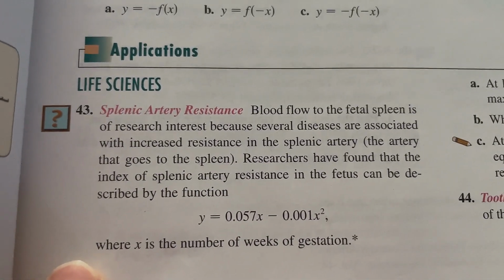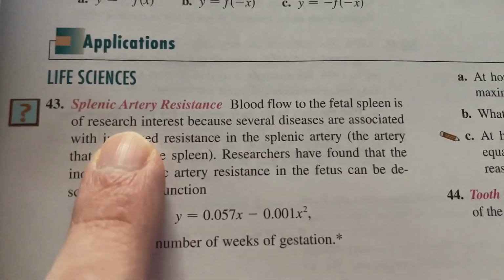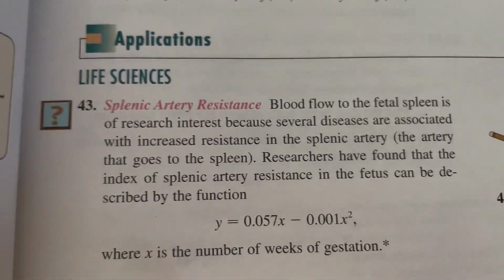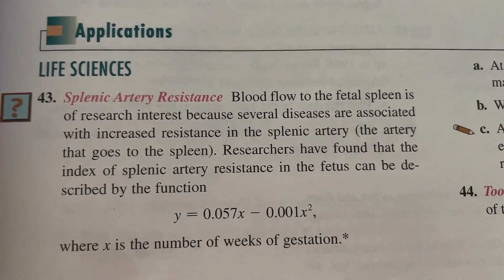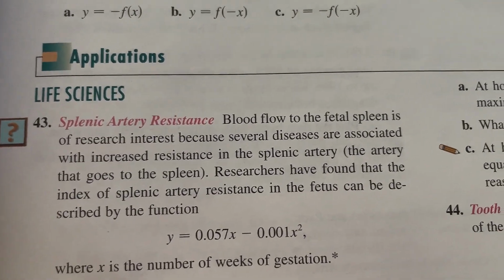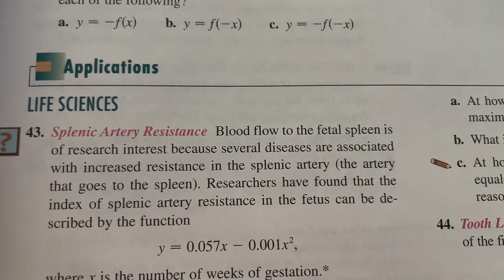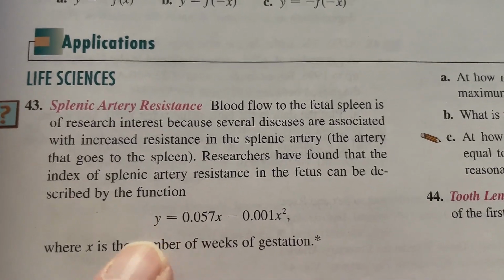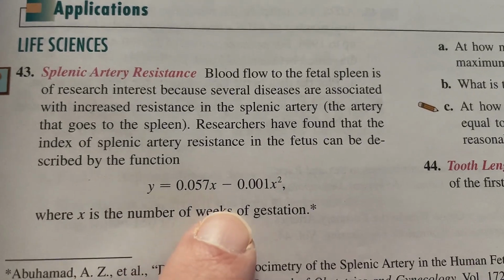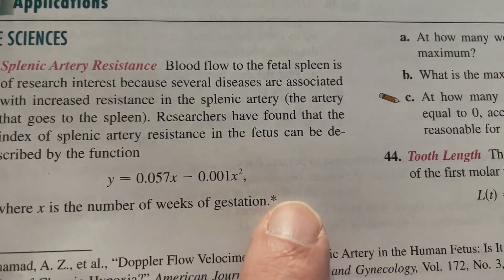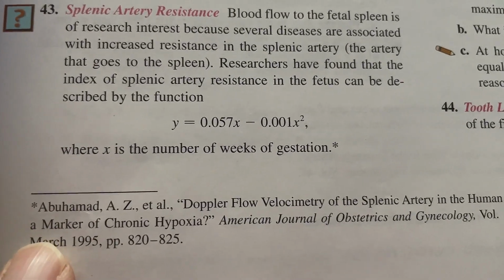And I really enjoyed working through this entire book. For example, splenic artery resistance sounds very fascinating to me, to be honest. Blood flow to the fetal spleen is of research interest because several diseases are associated with increased resistance in the splenic artery, the artery that goes to the spleen. Researchers have found that the index of splenic artery resistance in the fetus can be described by this function here, where X is the number of weeks of gestation. And obviously they have footnotes for many of these. I tried to stick to ones that had footnotes because then it was reliable.